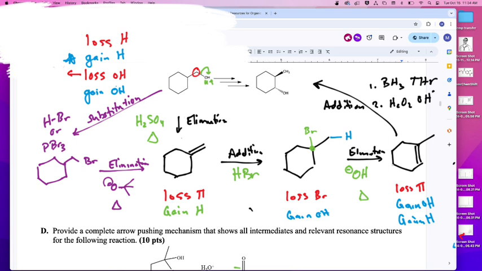Why? What charge is the hydrogen being added in our very first step? Negative. As a negative, which means the negative needs to go to the positive. Which carbon did we say was the most positive? Tertiary. The tertiary one. That's where the hydrogen goes. That's exactly what we want.